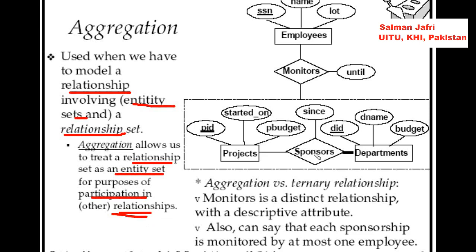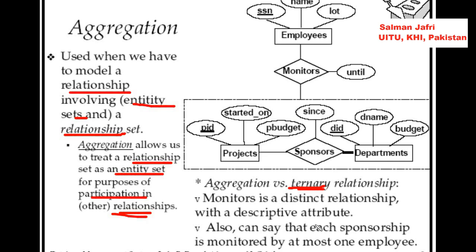So this was the relationship set, and we are treating it as an entity set so that we can do this, the monitoring with employees. We can also have a ternary relationship, and we can make sponsors a ternary and combine that, right? So we'll look at this in a further example.